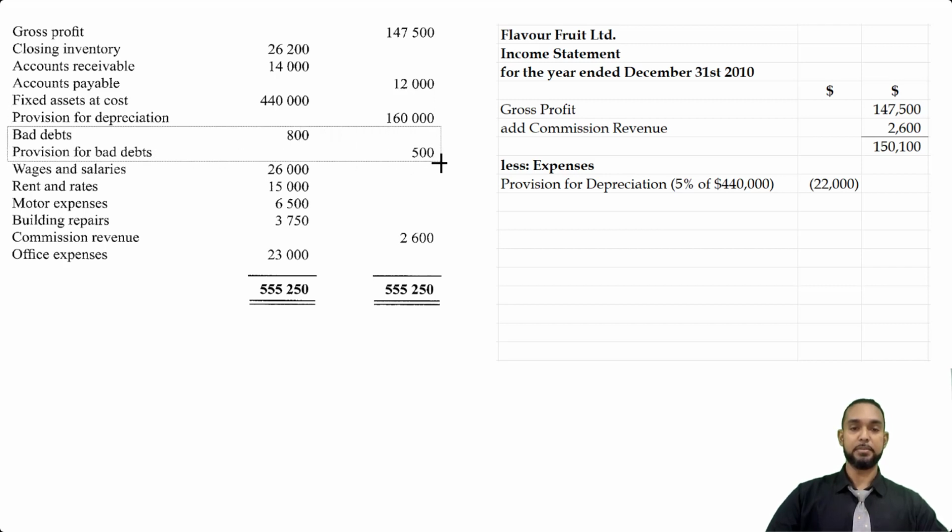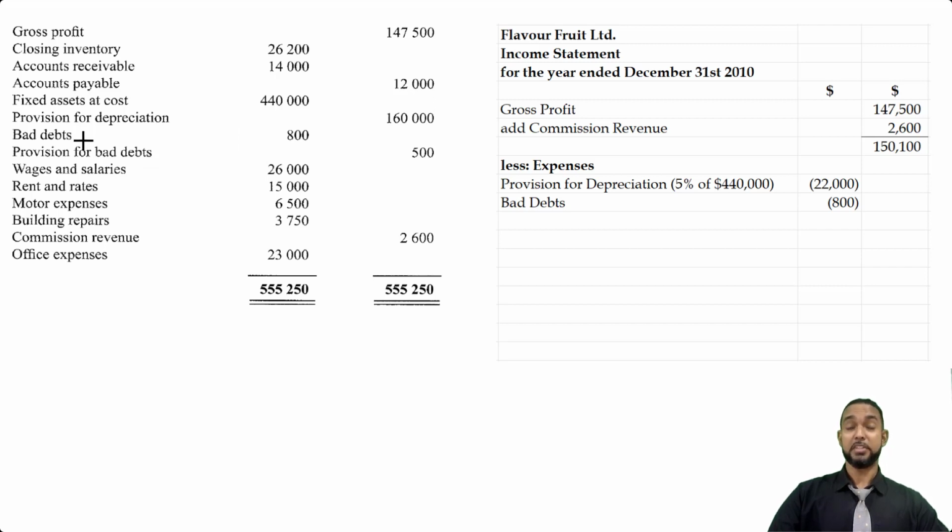The next item is the bad debts item. So the bad debts item is put as it is, $800. That's the expense figure for bad debts. We're going to put that there. And then we have the provision for bad debts figure of $500. So does that figure go in the income statement? No. We have to calculate the new provision and see if this provision increased or decreased.